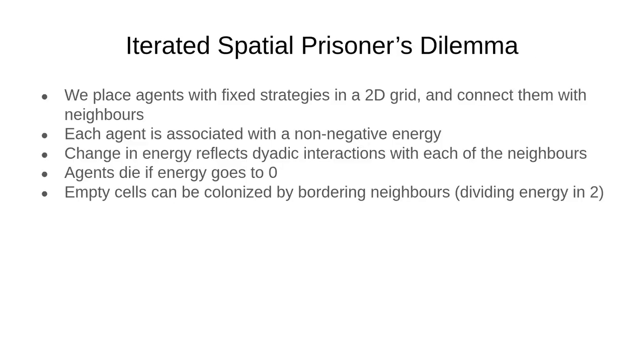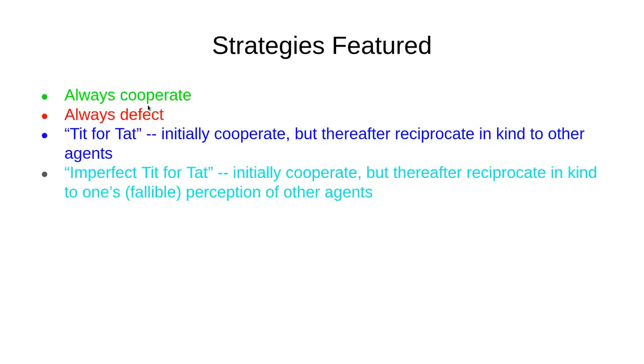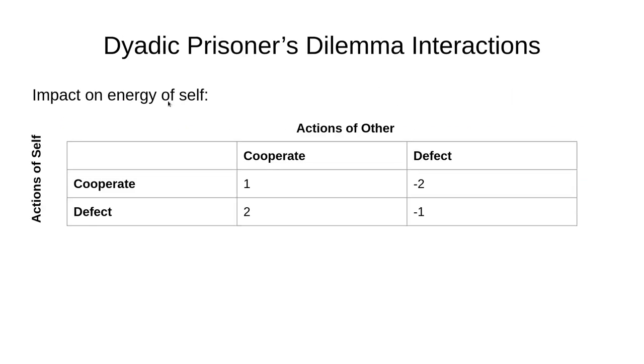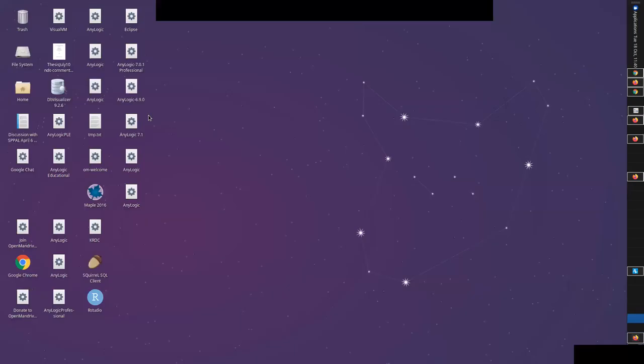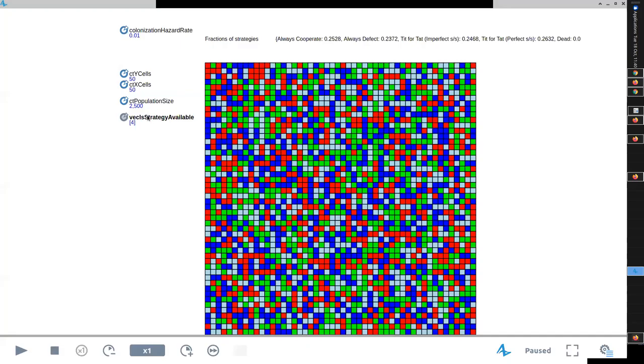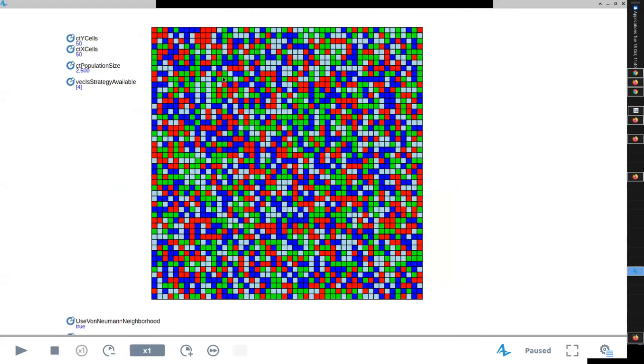So green is always cooperate. So they're always going to be undertaking this first row here. If the neighbor around them cooperates, they will benefit by gaining one point of energy. If the neighbor defects, they will lose two points of energy, right? So that's one type of agent. That's one strategy that agents can have. And those are the green ones that are on this board here, the light green.